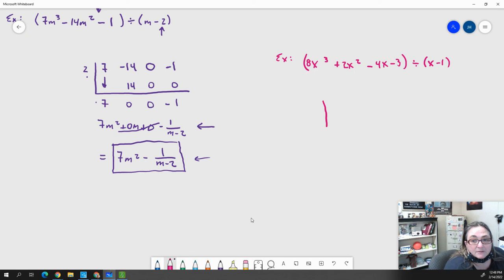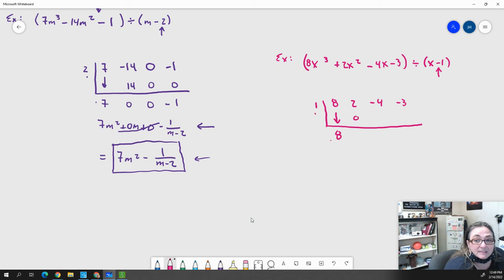I'm going to make our box. I'm going to put in my coefficients. We're going to check first. We've got a third power, squared, 1 power, and a constant. We're good. We don't need a dummy in there. 8, 2, -4, -3. And then we're going to take the opposite of this, so we're going to go just 1. We're going to drop the 8.